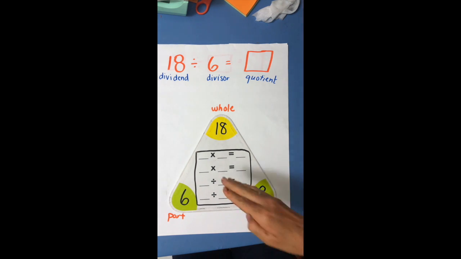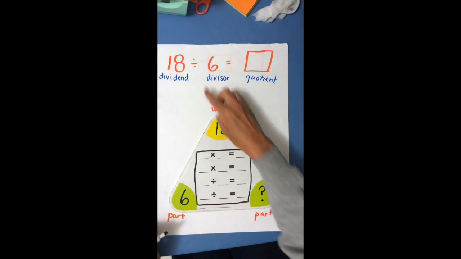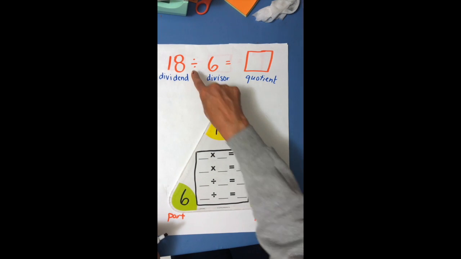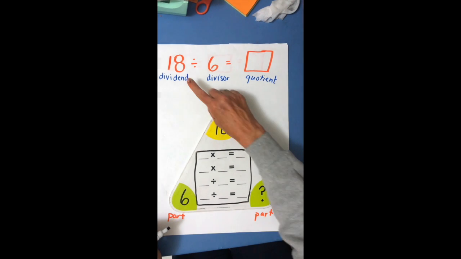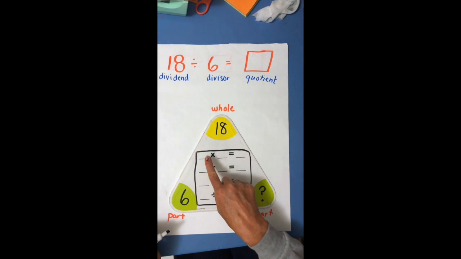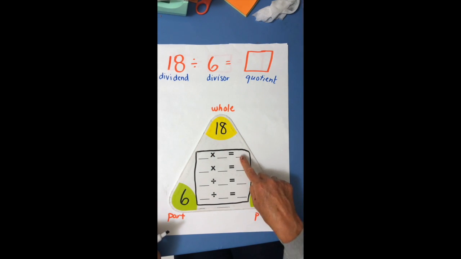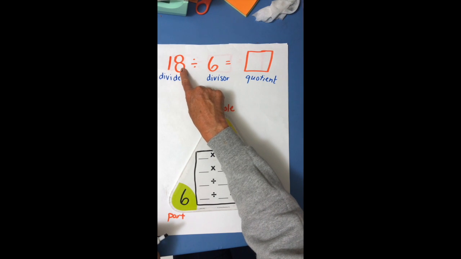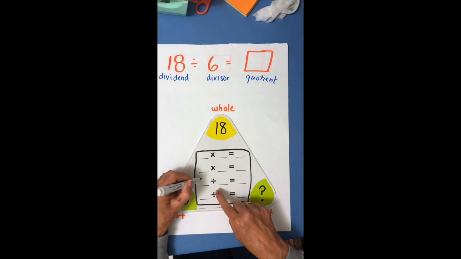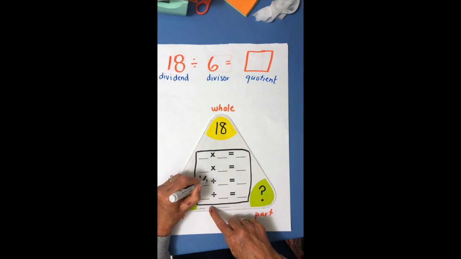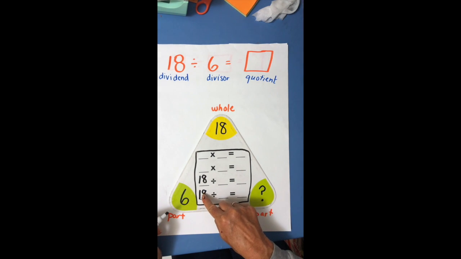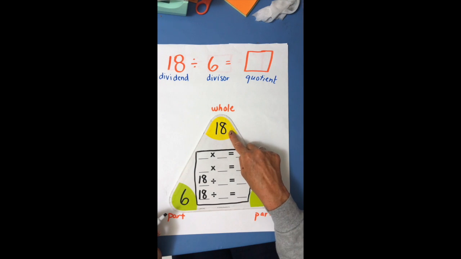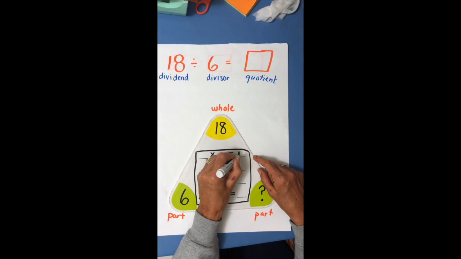Now, the cool thing about using a fact family, let's say you don't like division. We could just use multiplication to find the answer here. This is division, and I know with division, the biggest number always comes first. It's always the first number in the number sentence. But in multiplication, the biggest number always comes last.